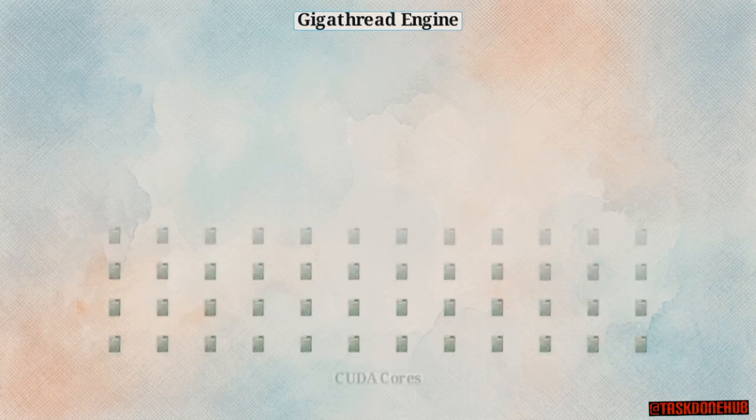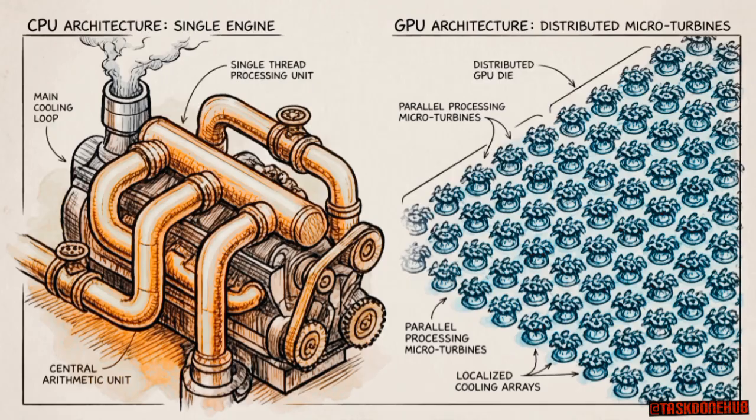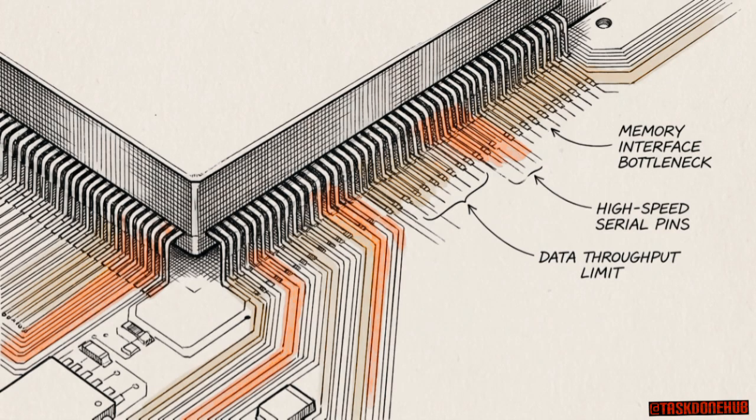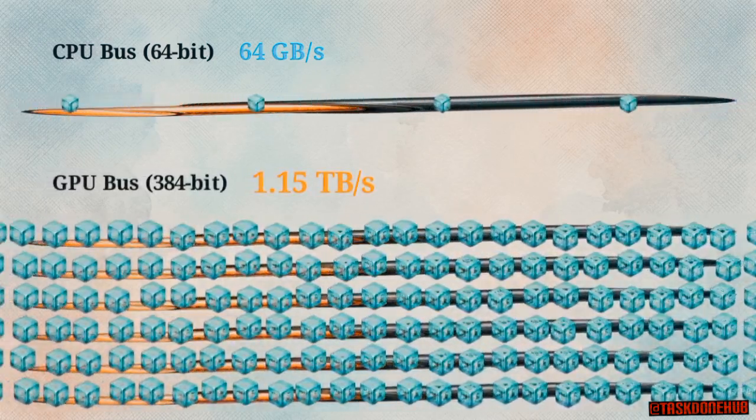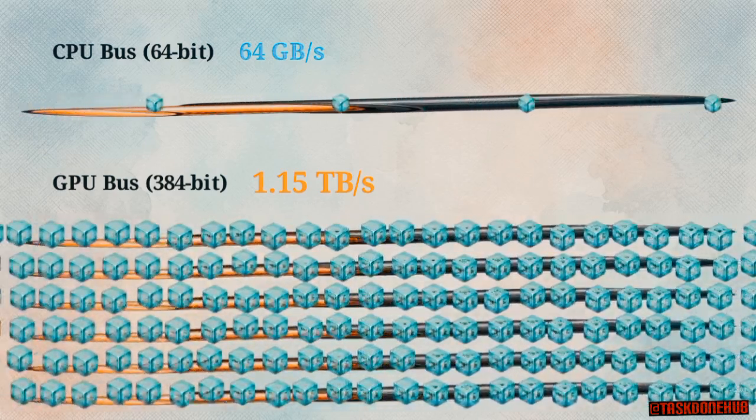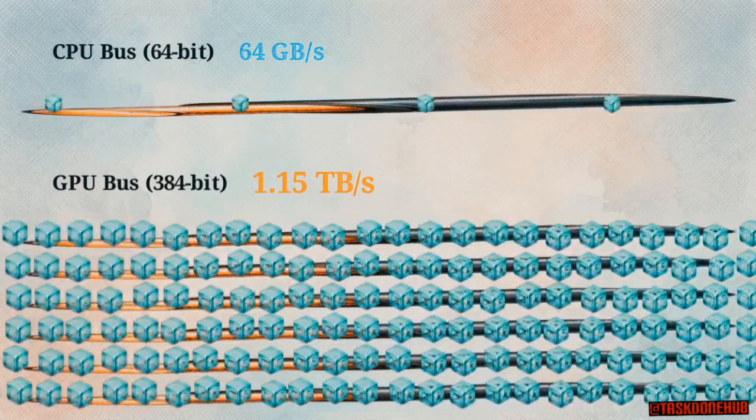The GPU's gigathread engine captures this immense zero-dependency workload and instantly distributes it across the thousands of available CUDA cores. The physical die is molded specifically to ingest and process these zero-dependency matrices at a scale a traditional CPU cannot match. Processing 35 trillion operations every second creates a severe physical consequence: extreme data starvation. A standard CPU relies on a 64-bit memory bus, moving about 64 gigabytes per second. A high-end GPU utilizes a massive 384-bit bus architecture, capable of transferring 1.15 terabytes per second.